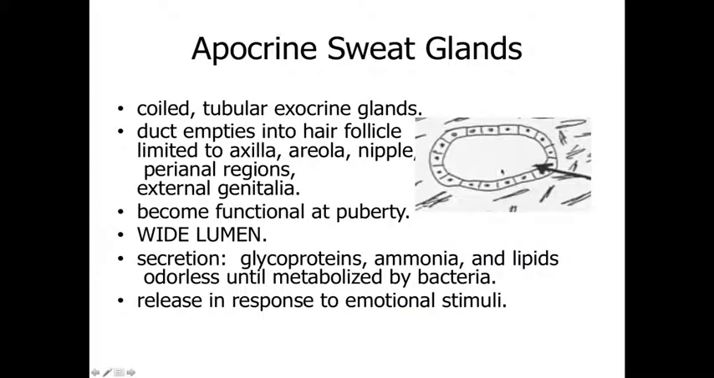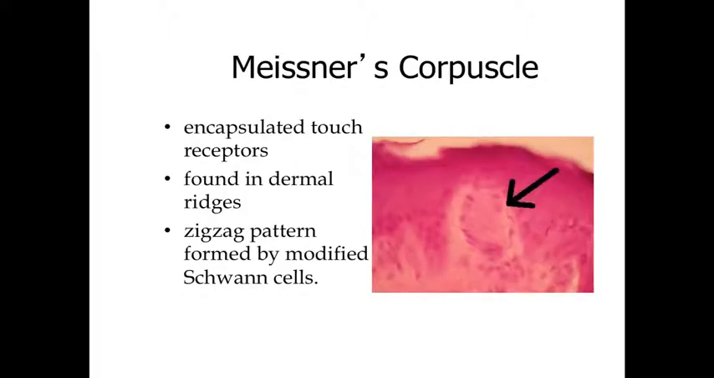In contrast, the apocrine sweat glands are still going to be lined by a simple cuboidal epithelium, but they're going to have a very, very wide lumen in relationship to the thickness of the epithelial lining. The apocrine sweat glands are going to be found in areas like the axilla, areola, nipple, perianal regions, and external genitalia. You may be able to find these in some of the histological specimens, but they're going to be a little bit rarer than the eccrine sweat glands, which are going to be more common within slides of the skin. And then the final specializations we're going to talk about are encapsulated sensory receptors.